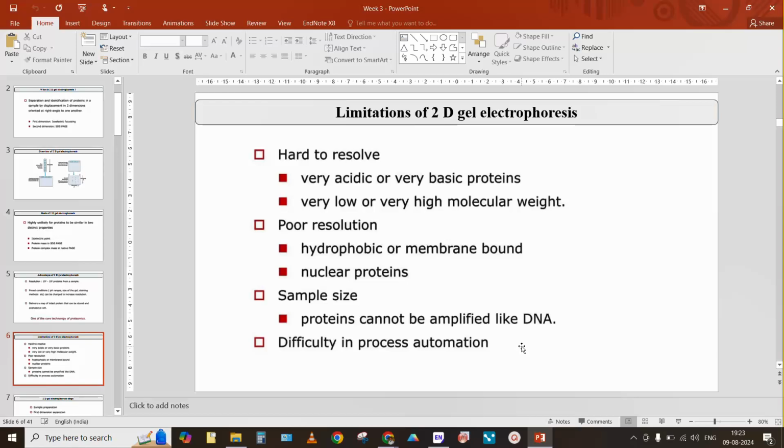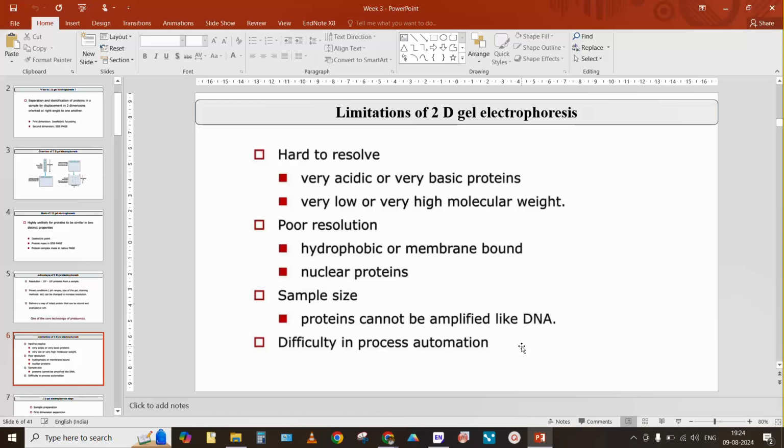It has some reproducibility issues as well, and limited analysis of very large or very small proteins, like separating very large proteins above 200 kilodaltons or very small proteins below 10 kilodaltons. These proteins may not resolve well or may be lost during the 2D gel electrophoresis process. It also has difficulties with highly basic or highly acidic proteins. Proteins with extremely high or low isoelectric points can be challenging to separate using this technique, as they may not focus well in the isoelectric focusing step.